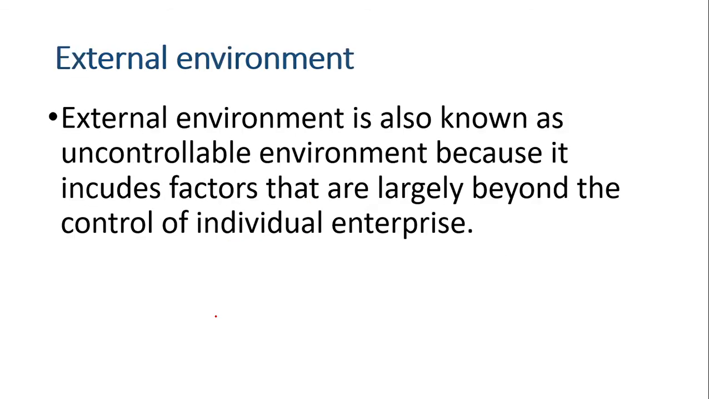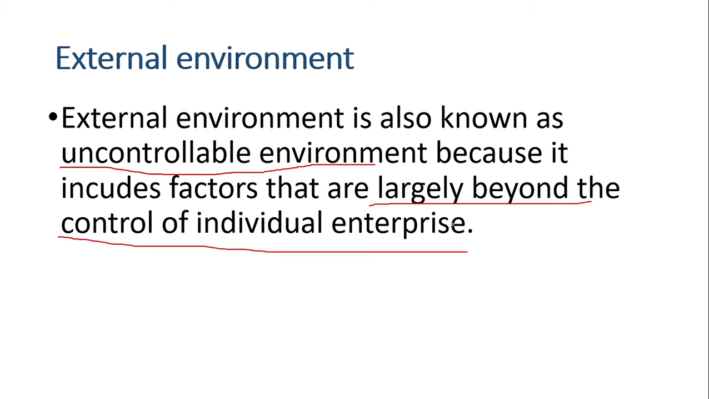Now let's discuss the next category of business environment, that is external environment. External environment is also known as uncontrollable environment. Why is it also known as uncontrollable environment? Because it includes factors that are external to a business unit or a firm and they affect the business unit, and they are largely beyond the control of the individual enterprise.